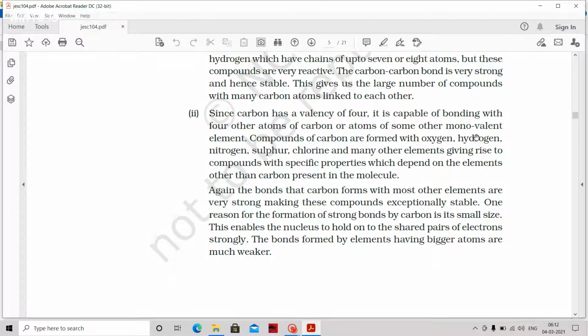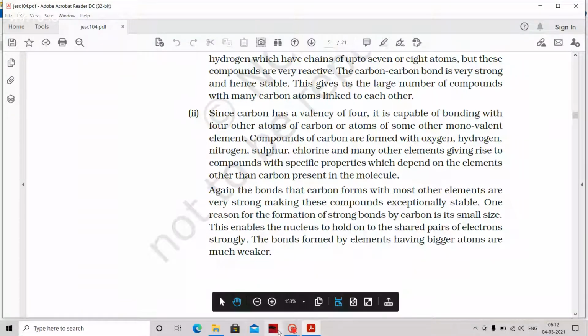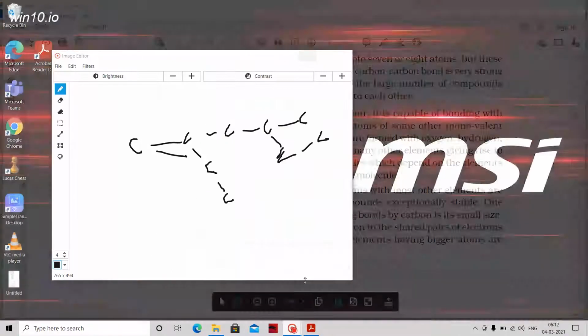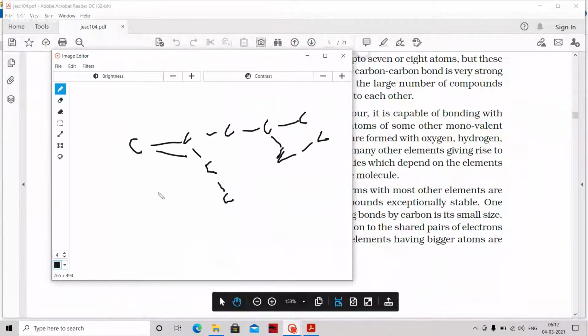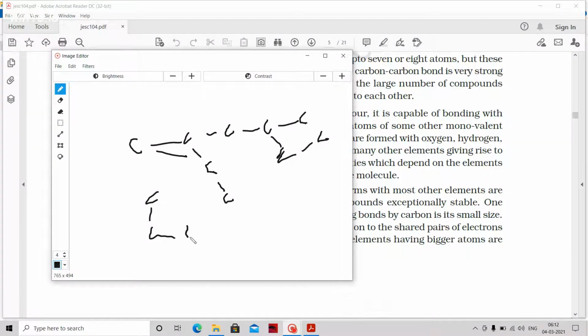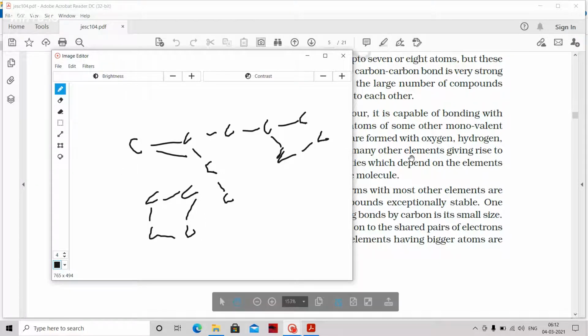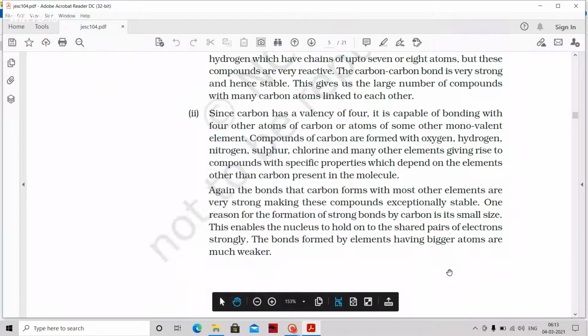You see, in the previous case we also missed one because of the catenation. The catenation can be a straight chain or branched chain. It can also be like a ring, a cyclic chain. Carbon can form rings like this, cyclic compounds. Here 4 carbons are there. Sometimes we can have 6 carbons like a hexagon. So these are the different ways of carbon linkages.